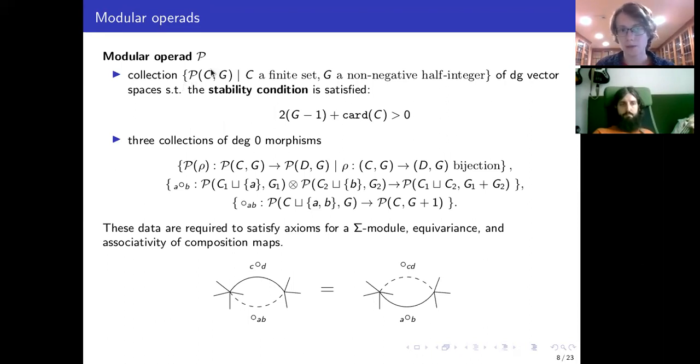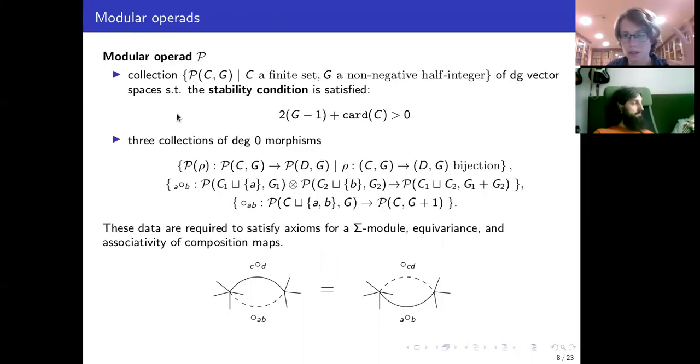It's a sigma module. So you can think about the vector spaces on which we have some sigma action, the action by the permutation group. Here for the modular operad, I denote the collection by, I index them by the set C, which is in general some finite set, which can be unordered, and by some G, which is a non-negative half integer. There will be some relation between the geometrical genus you've seen before and this G, but I will talk about it in a minute. And I want each of these components indexed by C and G to satisfy the stability condition, which looks like this. And it's there for some technical reasons.